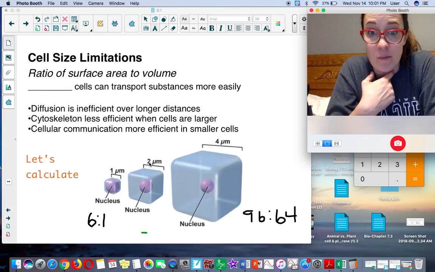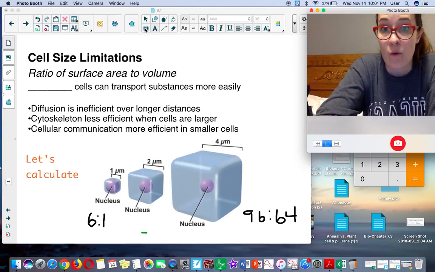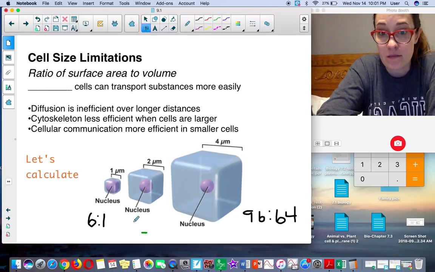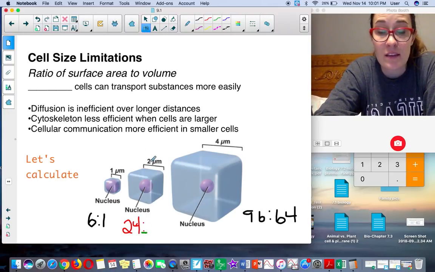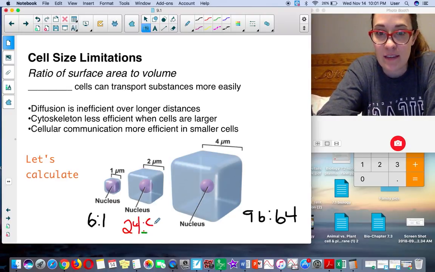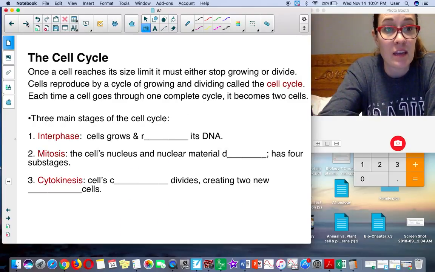So in this cell, it'd be 2 times 2, because it's a cube, times the number of sides. So 4 times 6, it would be 24. And then volume is length times width times height. So 2 times 2, 4. 4 times 2, 8. Okay. So the larger surface area to volume ratio, this one, is more efficient at getting things in and out of the cell.